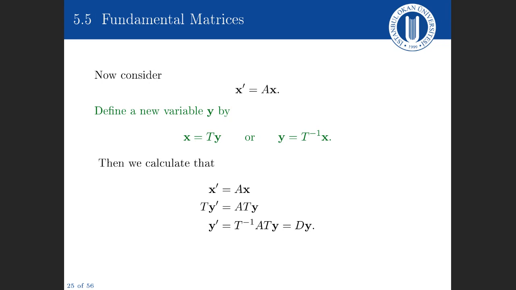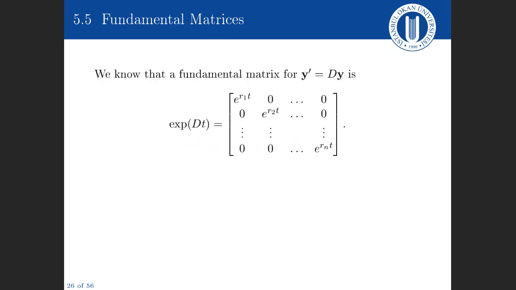When we make this substitution, when we substitute in x is equal to Ty, we change our differential equation into a different differential equation. We change it into y prime is equal to Dy, where now we have a diagonal matrix. We know a fundamental matrix for y prime equal to Dy. We know that a fundamental matrix is just the exponential function of Dt. And if we have a diagonal matrix, it's very easy to write down the exponential function of Dt. It's just a diagonal matrix where the entries on the main diagonal are e to the power eigenvalue t.